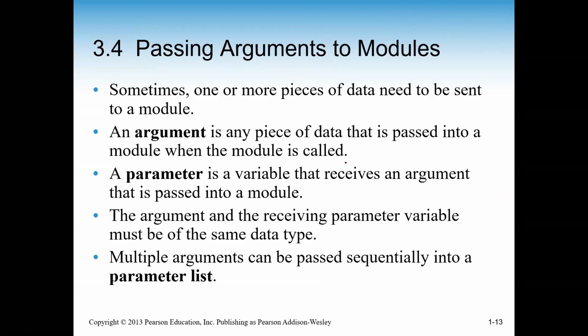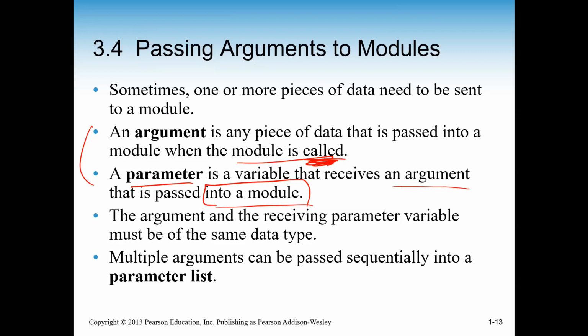An argument is any piece of data that is passed into a module when the module is called. A parameter is a variable that receives an argument that is passed into a module. So again, let's look at these definitions. An argument is any piece of data that is passed into a module when the module is called. A parameter is a variable that receives an argument. They're all variables. It's more of a semantics thing that we call it argument or parameter, just so that we know specifically what position it serves in the program. But at the end of the day, they're variables.